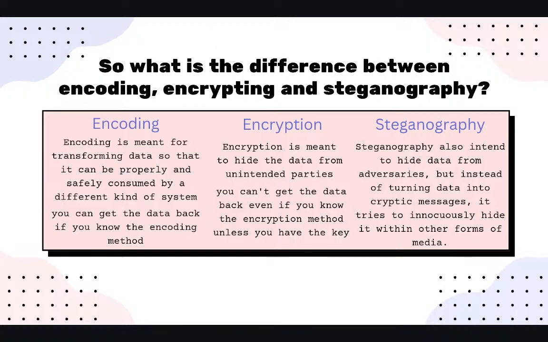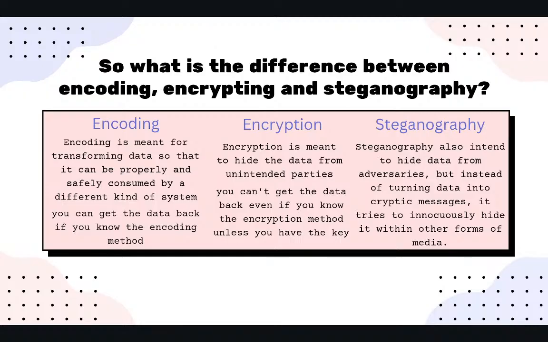Its intended purpose is to hide data from adversaries, and to do that, you will take the data and encode it into another piece of information, which you can decode only if you know how you did it. Steganography is different from encoding and encryption.